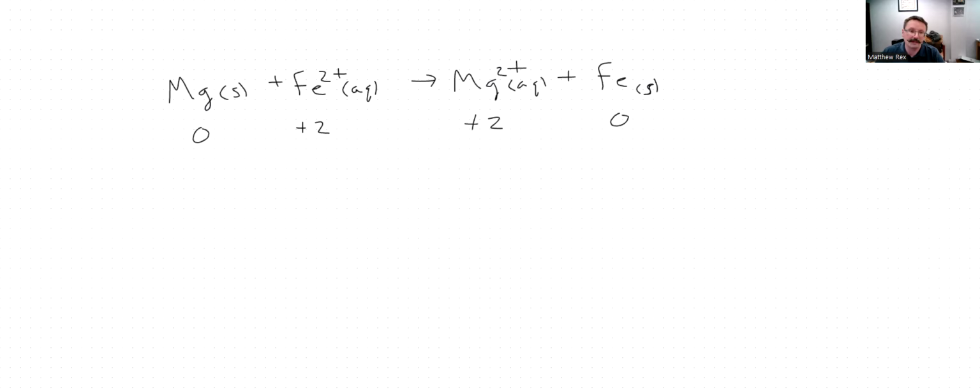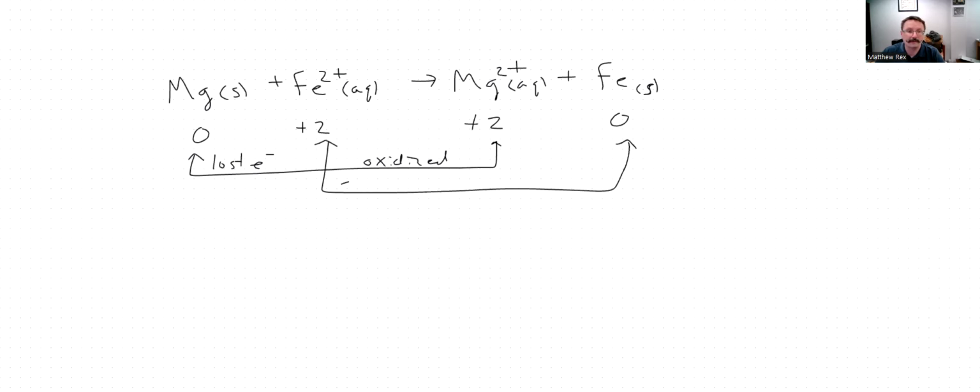So the magnesium lost electrons and was oxidized. And the iron became more negative, less positive. So it gained electrons and it was reduced. On version C, excuse me, it's asking for the oxidizing agent. Other versions might ask for the reducing agent, but anyway.